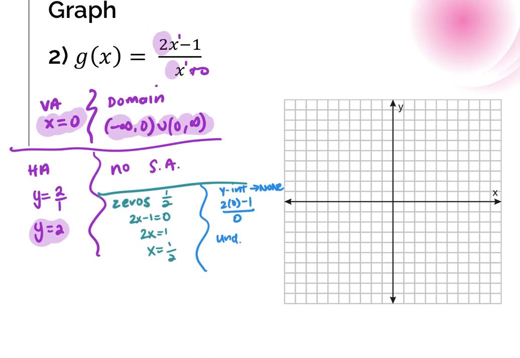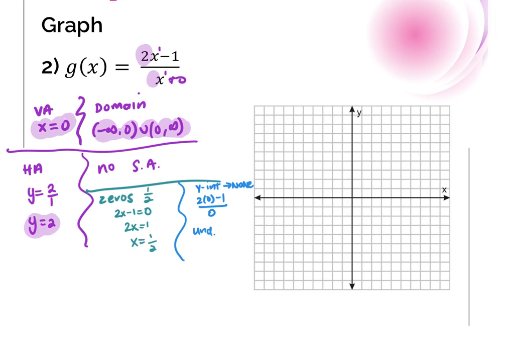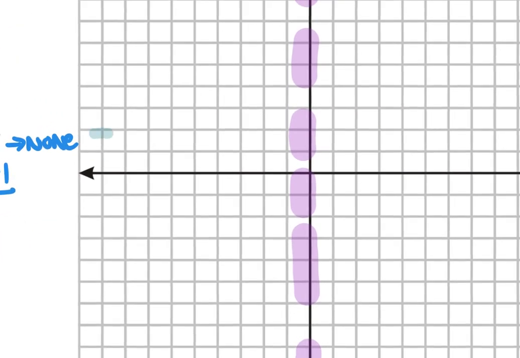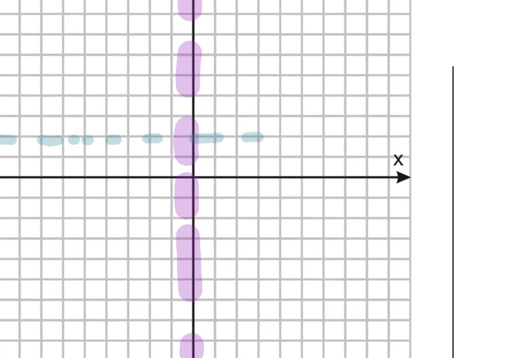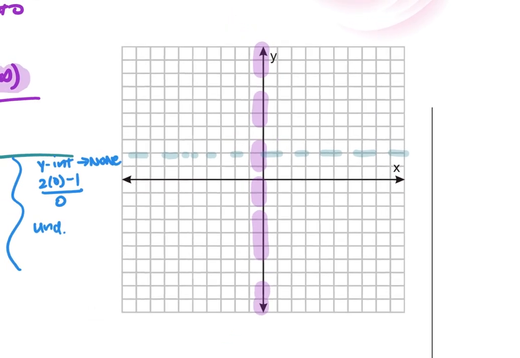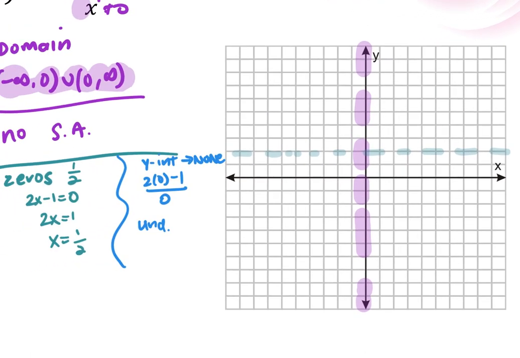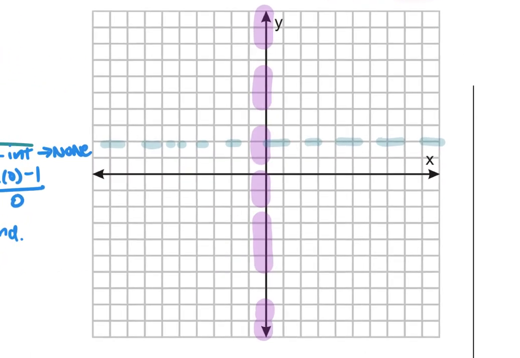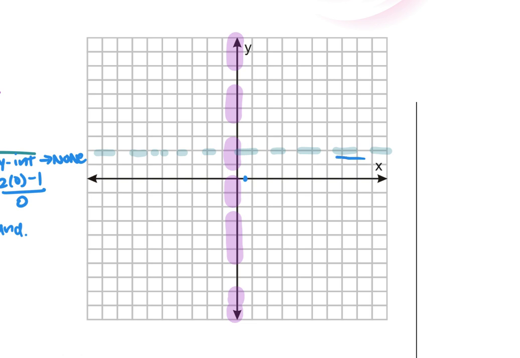Okay. All right, so now I'm going to plot all this information. My vertical asymptote is at x equals 0, a vertical line passing through 0. Horizontal asymptote is at y equals 2, so a horizontal line passing through where y is 2. No y-intercepts, but I do have an x-intercept at 1/2, or 0 at positive 1/2. So I know it's in the bottom right corner.